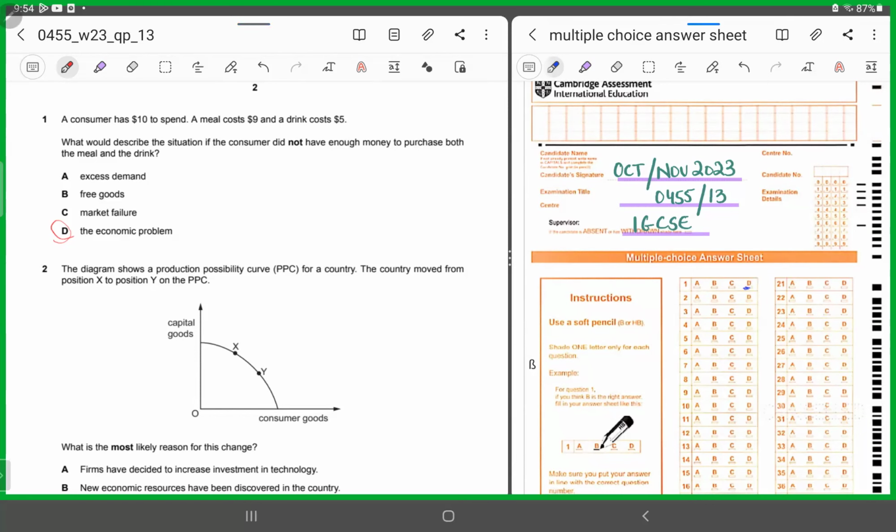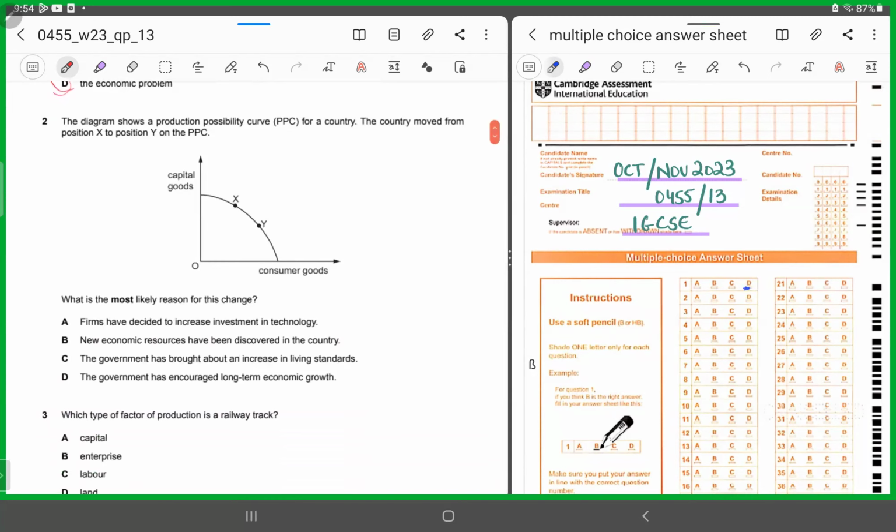All right, let's look at what MCQ 2 says. The diagram shows a PPC for a country. The country moved from position X to position Y on the PPC. Looking at the diagram, the vertical axis shows capital goods and the horizontal axis displays consumer goods. Remember, we are on the same PPC. Now what are they saying? That the country has moved from X to Y.